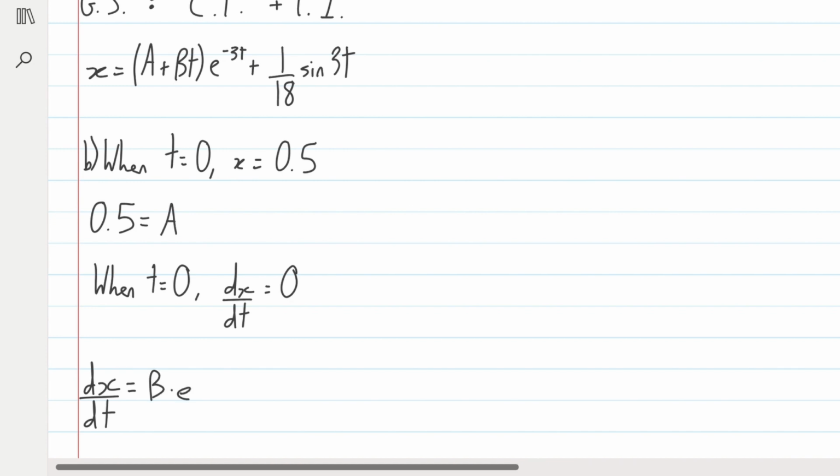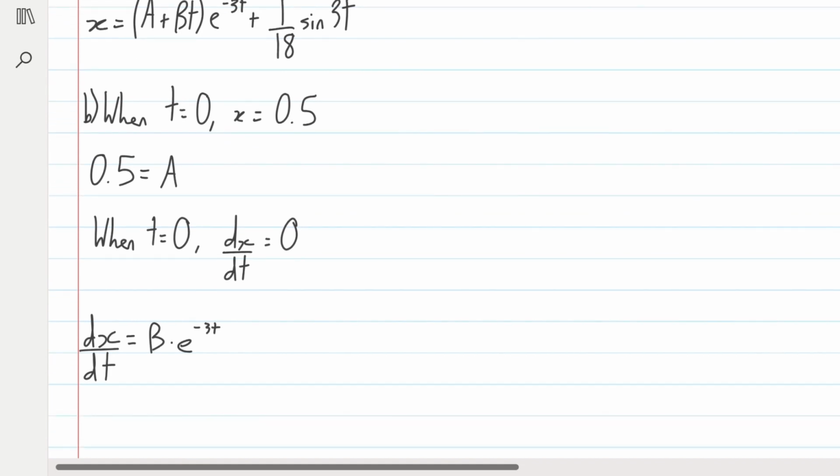times e to the minus 3t, and then it would be plus, but now we leave this bracket here untouched, and we're going to differentiate the e to the minus 3t, so it's going to be minus 3 e to the minus 3t. So I'm just going to have minus 3 e to the minus 3t, a plus bt. Obviously the sine of 3t here differentiates to 3 cosine 3t, so the 3 times 1 over 18 is going to be 1 over 6, so plus 1 over 6 cosine 3t.